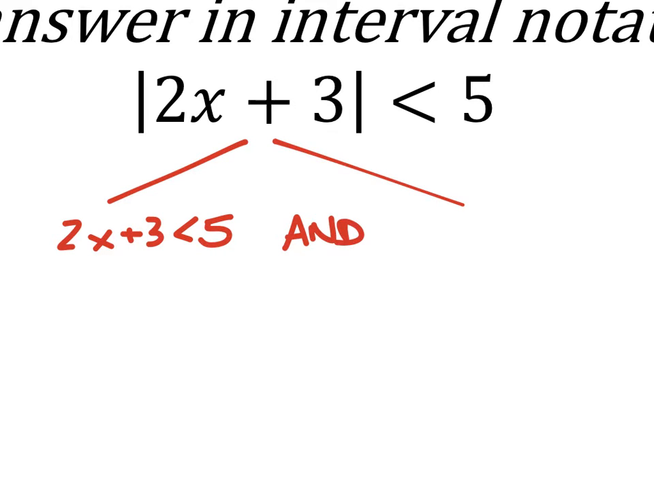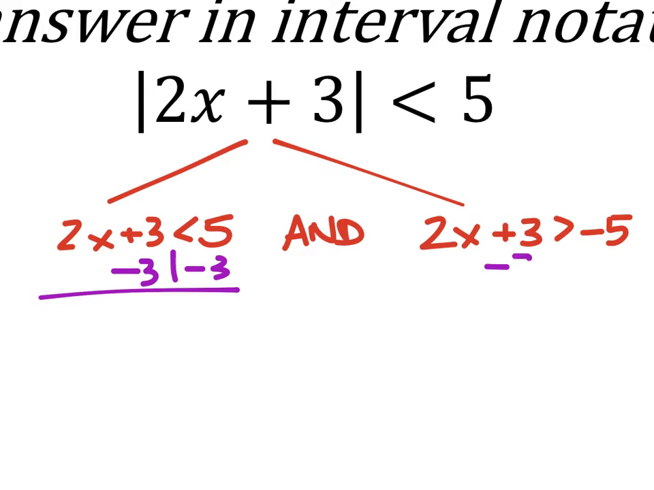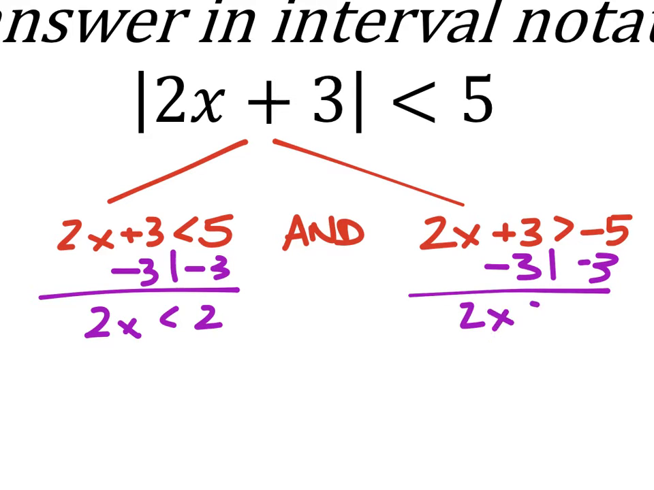Because it's not eating the absolute value. So it's a 2x plus 3 also. And we're comparing it with -5 now, so we got to flip that inequality. So solving these two, whether you use the compound inequality like we had written before or this way, the process still ends up being the same. So subtract 3 from both sides of both inequalities, and we get 2x is less than 2, while also 2x is greater than -8.